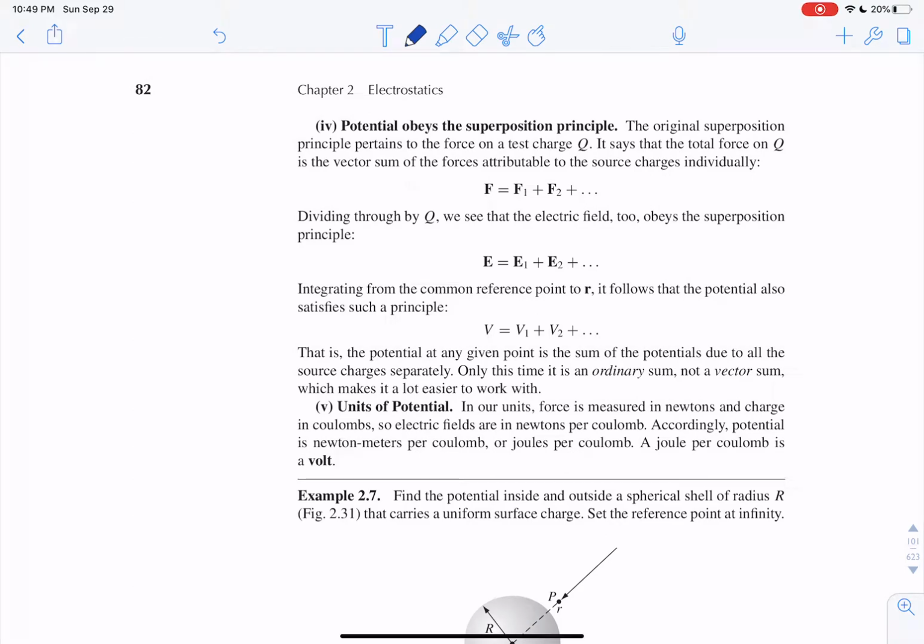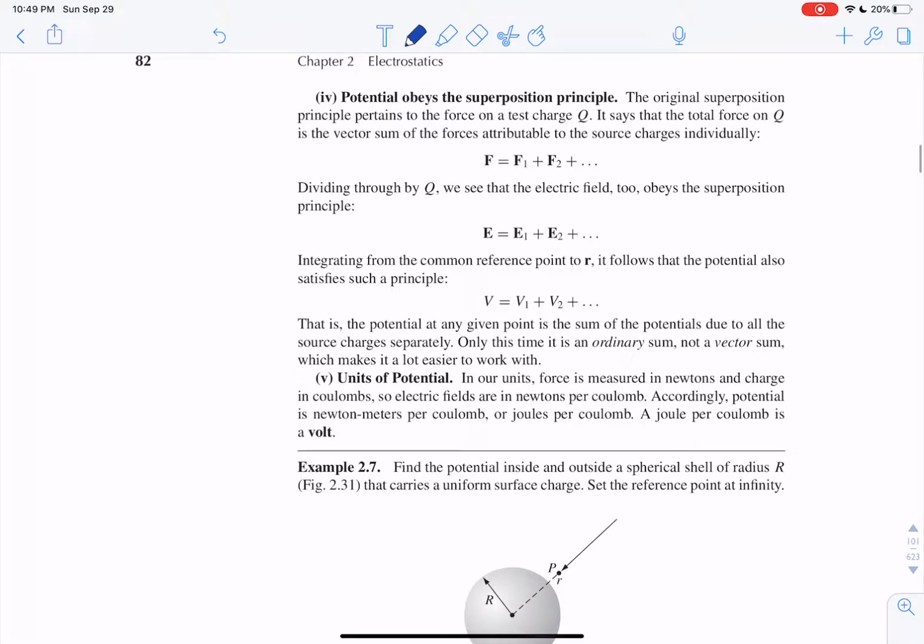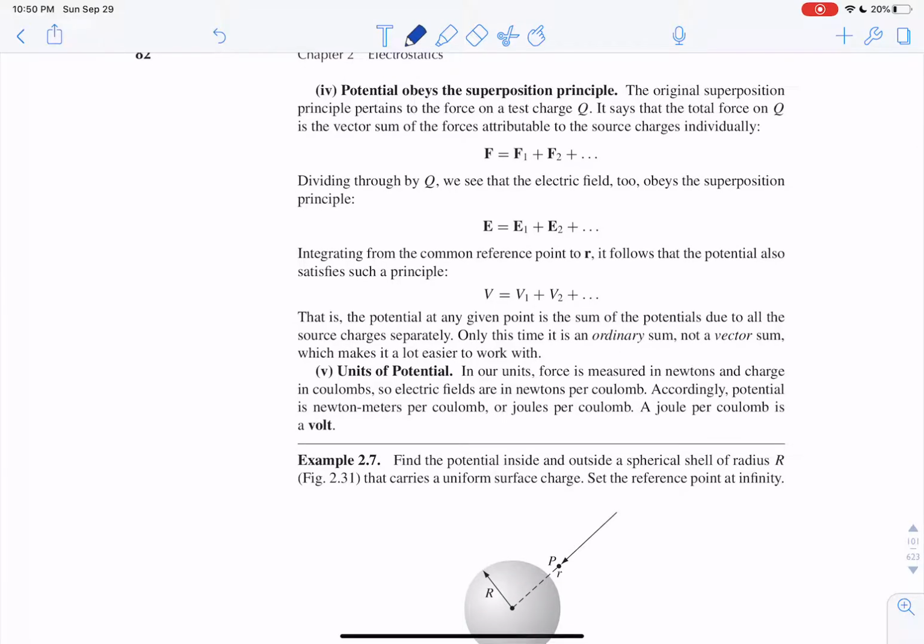Okay, so the important thing is that potential obeys the superposition principle. Just like the total force on some charge is just F1 plus F2, and the total electric field is just the sum of all the electric fields generated by all the charges, the potential also satisfies the same thing. So you can just add up the potentials.